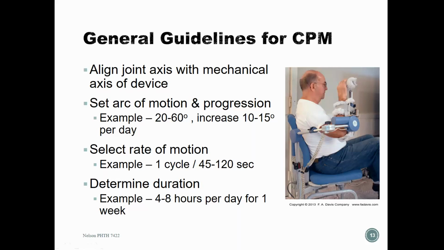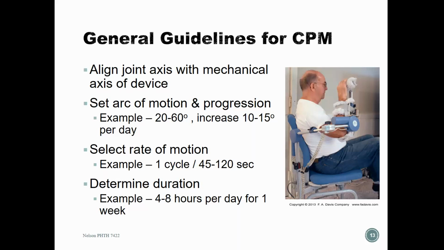So when you align a CPM or put it on, you need to make sure that the mechanical axis of the CPM aligns with the joint axis. If you don't do that, that's where pain happens. And then the settings should be noted so that you're working in the range of motion that the patient has available. If you're stretching, then you need to note that.